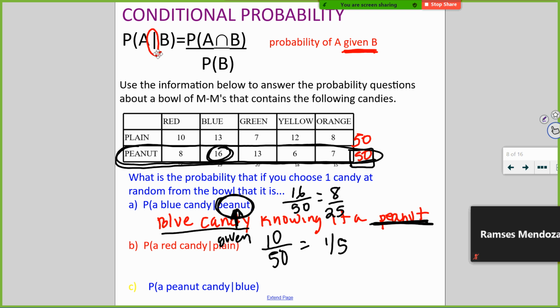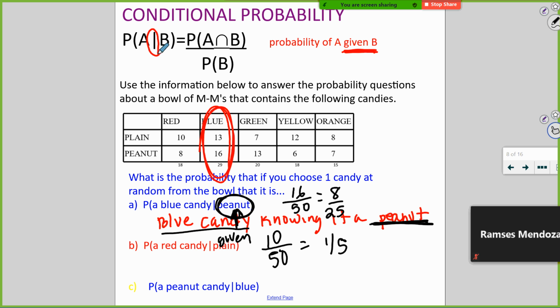Let's try C then. C's going the other way. I know it's blue, right? I know it's blue. What's the probability that it's a peanut blue?